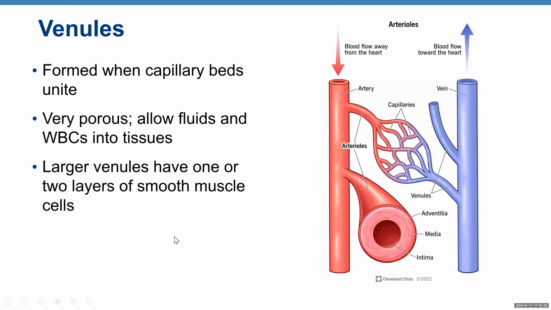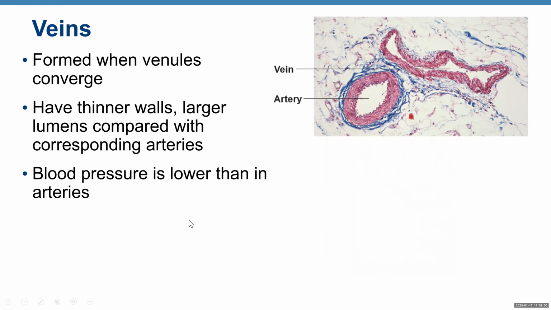Then we go to venules. They form when capillary beds unite. Very porous, they allow fluids and white blood cells into tissues. Larger venules have 1 or 2 layers of smooth muscle cells. And then we go to veins. They're bigger than venules. They form when venules converge, have thinner walls and larger lumen compared with corresponding arteries. Blood pressure is lower than in arteries.